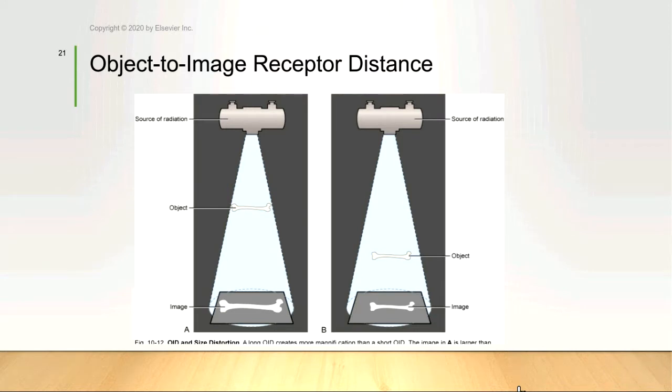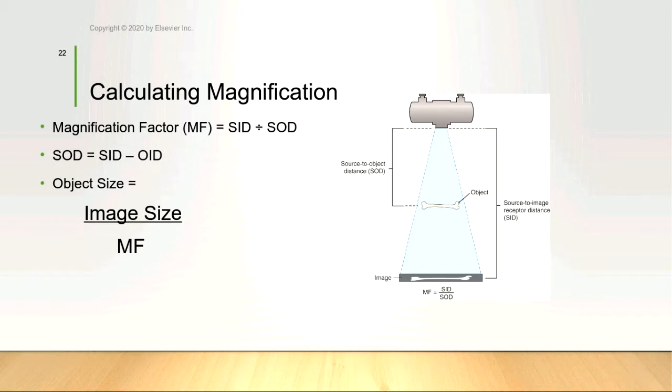Now, there's another calculation that comes into play that we are not going to worry about right now, but I still want you to see that you can actually calculate the magnification size. So they tell you that the magnification factor is equivalent to your SID divided by your source to object distance. Remember that from the source to the IR is your SID. From the object to the image receptor is your OID, and from the source to the object you're imaging is your SOD. Remember, SOD plus OID equals SID.